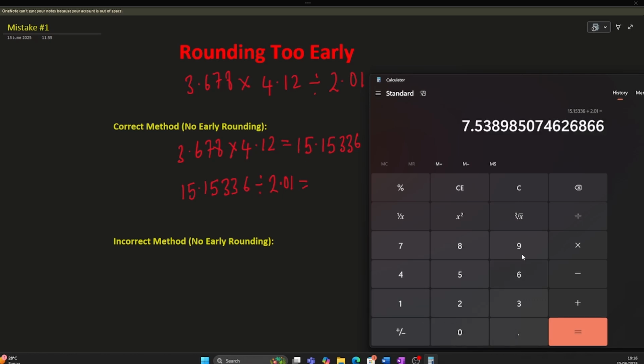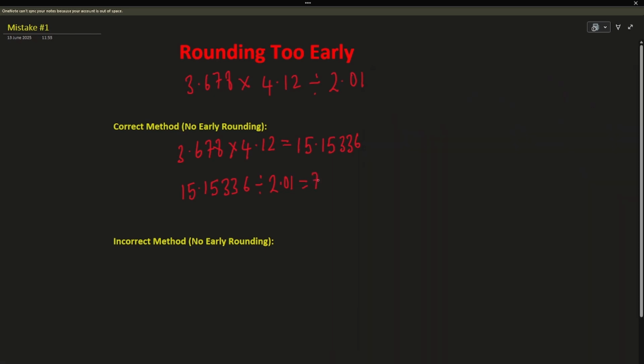So we get this value, which we now round to 2 decimal places. If we round this value to 2 decimal places, our answer will be 7.54. Now, let us look at the incorrect method.